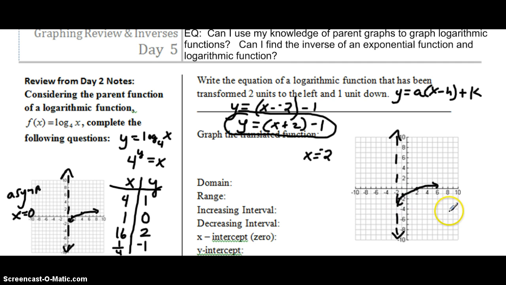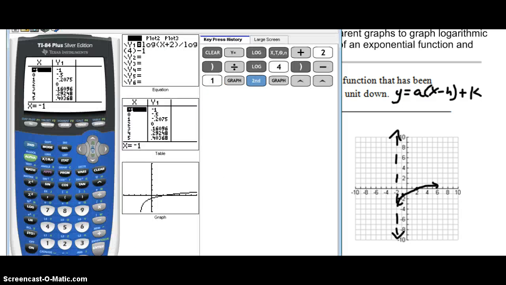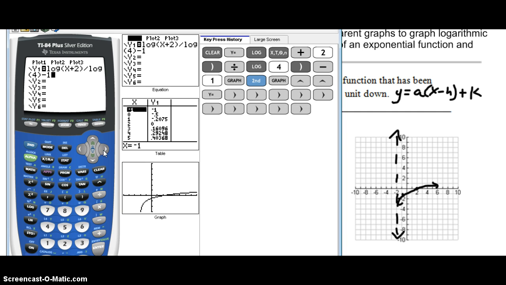Okay, we can also use our calculator to check. So let's go ahead and pull that up and check to make sure we know how to graph with the calculator so we can check it. So the hardest thing about putting them in when it comes to the translated is remembering the change of base. So we have that function of log base 4 of x plus 2. So when I input it, remember the calculator only has log base 10. So I have to change it to log of x plus 2 divided by log 4. And then subtract the 1.